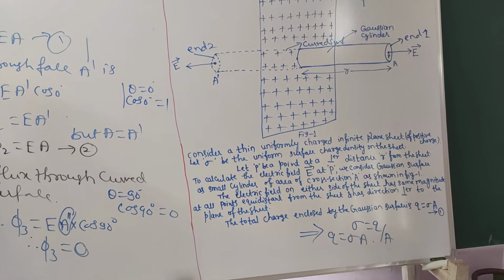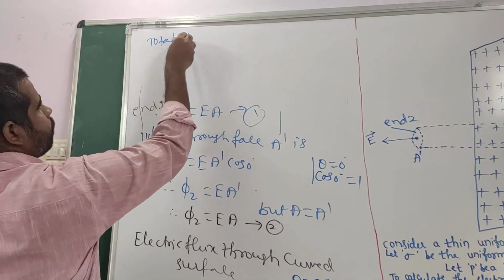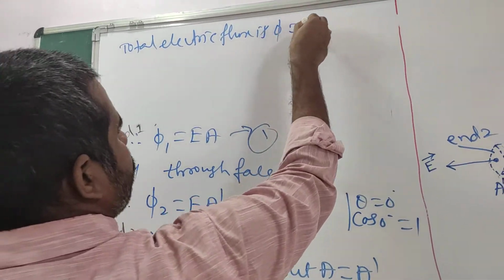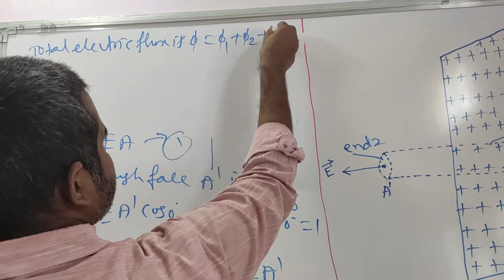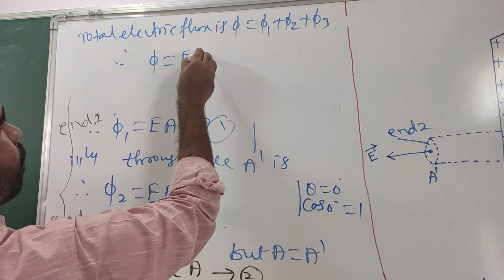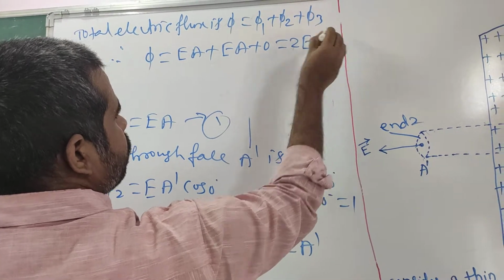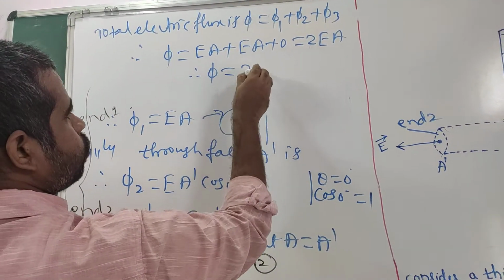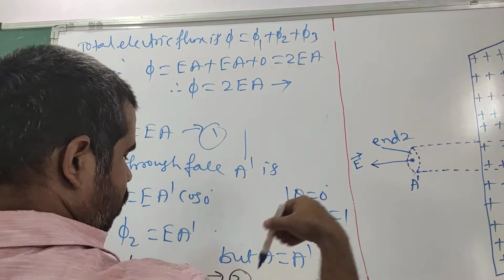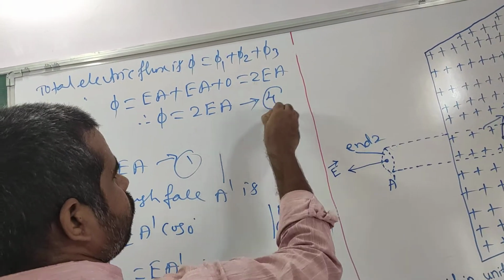The total electric flux is phi equal to phi 1 plus phi 2 plus phi 3. Therefore, phi is equal to, how much is phi 1? EA plus 0. Is it 2EA? Therefore, phi is equal to 2EA. Give it as equation number 4.